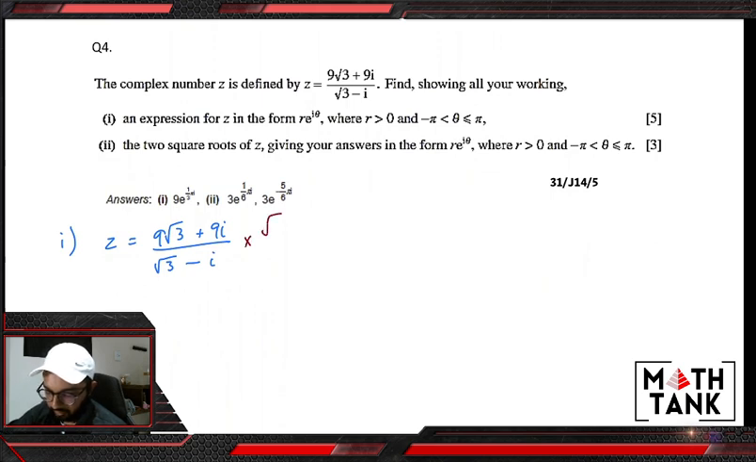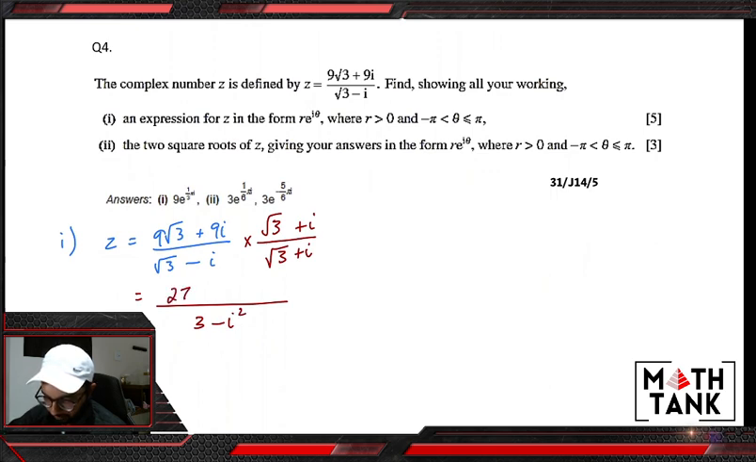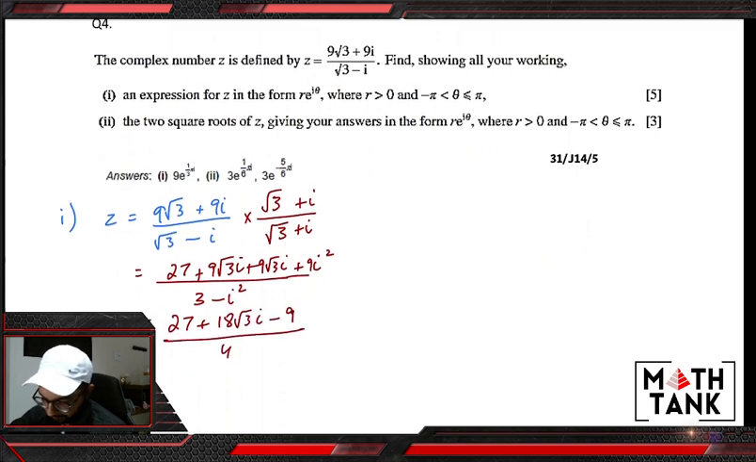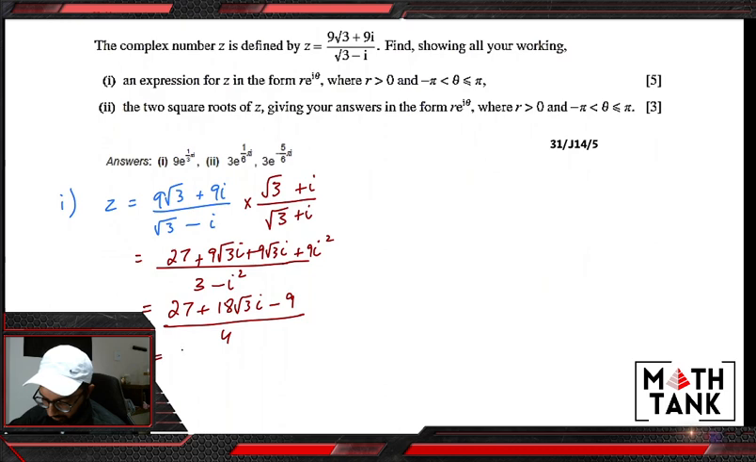So multiplying it with root 3 plus i, root 3 plus i. So I get 3 minus i squared. Multiplying the numerator gives me 9 into 3, 27, plus 9 root 3i plus 9 root 3i plus 9i squared. 27 plus 18 root 3i minus 9 over 4.